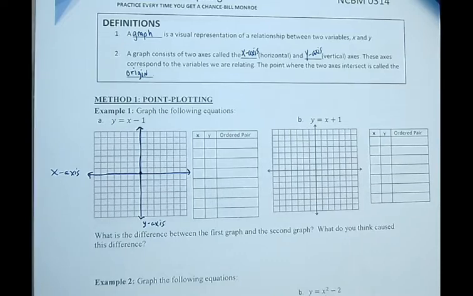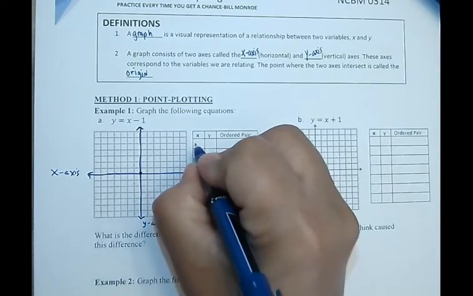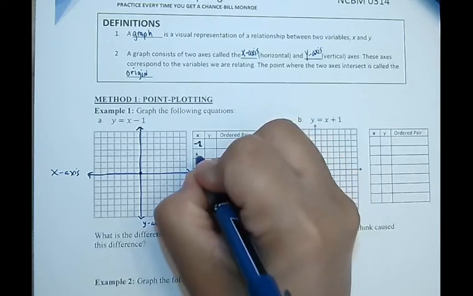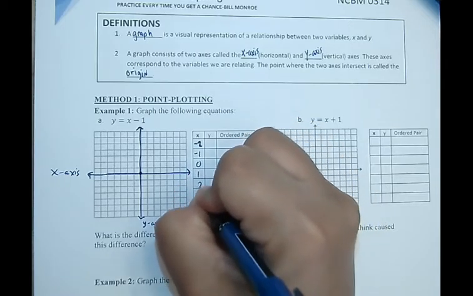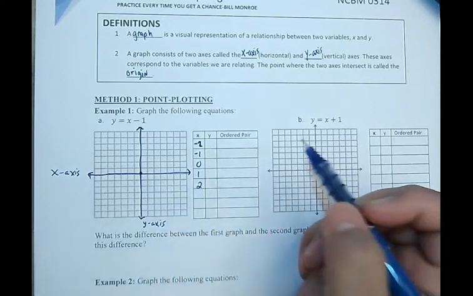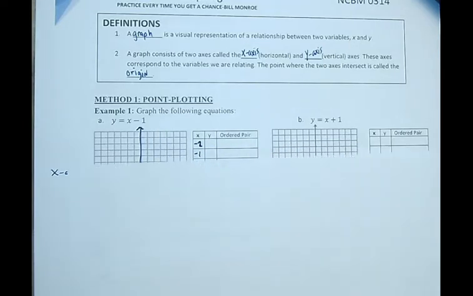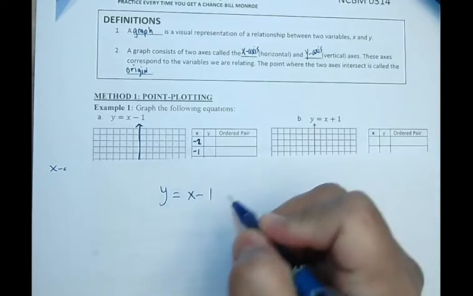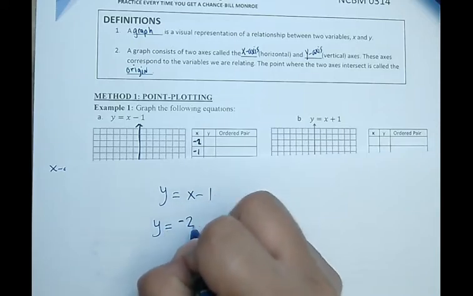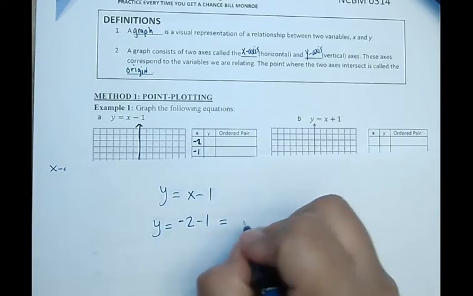Okay, so the first method we're going to look at is called point plotting. And so basically here, you want to pick some numbers for x. So I always recommend that you pick some negative numbers. So I'm going to pick -2, -1, 0, 1, and 2. And then we're going to substitute it into the equation so that we can find y. Okay, so here we have y equals x minus 1. And our first point is -2. So anywhere you see an x, we're going to replace with a -2. So -2 minus 1 is -3.